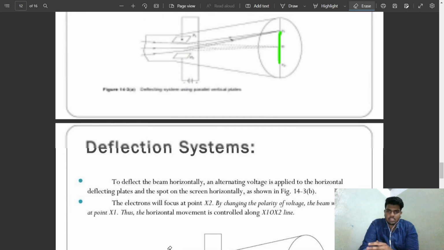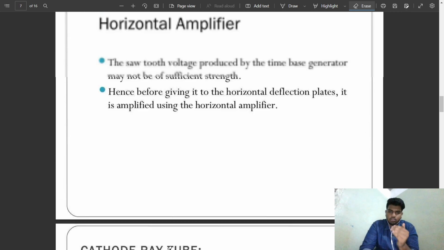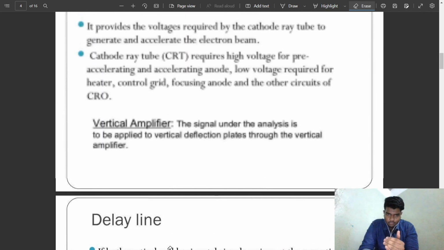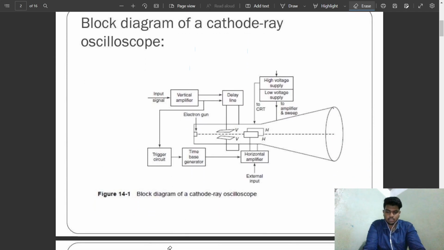So this together makes the cathode ray oscilloscope. Let me take a minute and quickly revise. First, the input signal is given through the probes present on a cathode ray oscilloscope.